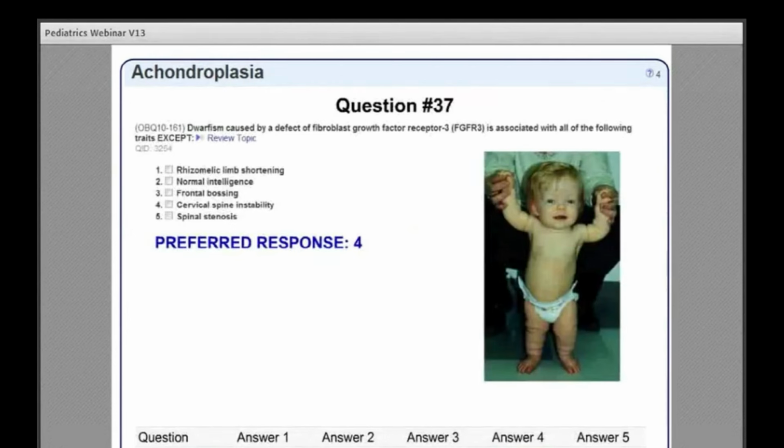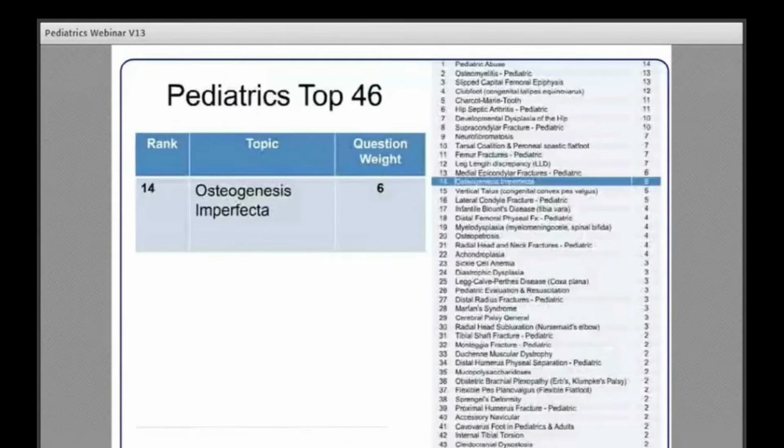So back to the question, which of the following are not associated with FGFR3 or achondroplasia? The correct answer here is 4, cervical spine instability. All of the others are typical stigmata of achondroplasia, and 84% of you got this correct, which is excellent.